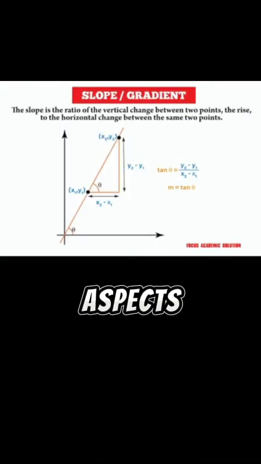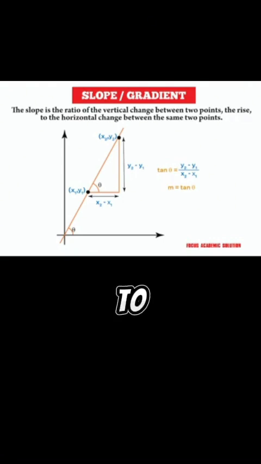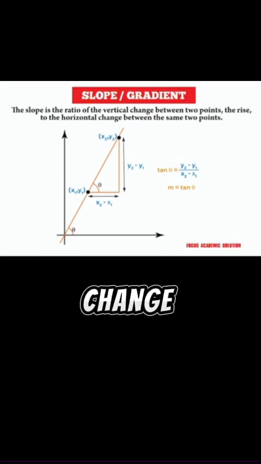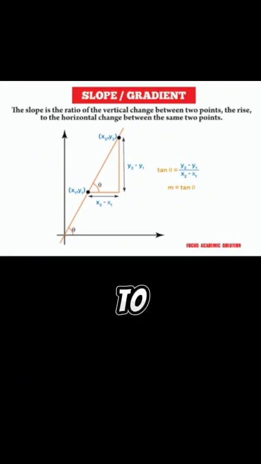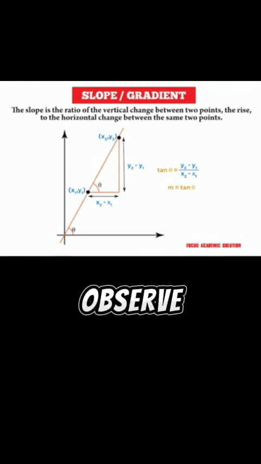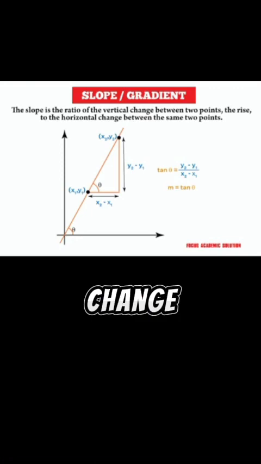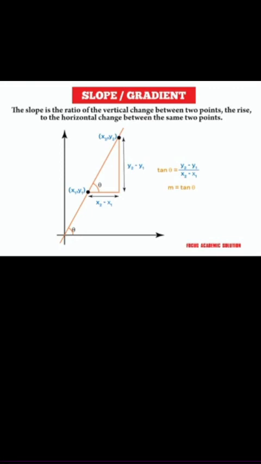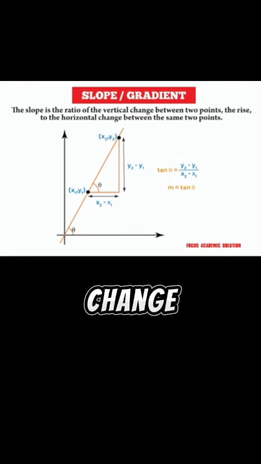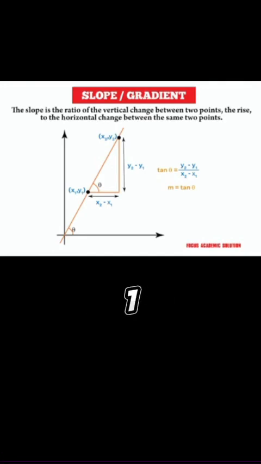This is another aspect students find difficult when it comes to physics graphs. Slope is the ratio of the vertical change between 2 points, the rise, to the horizontal change between the other 2 points. So in a slope, we observe our vertical component and our horizontal component. As we have said, a slope is the vertical change over the horizontal change. So slope also means change in y over change in x, which means increase in y over increase in x. Increase means y2 minus y1 over x2 minus x1.